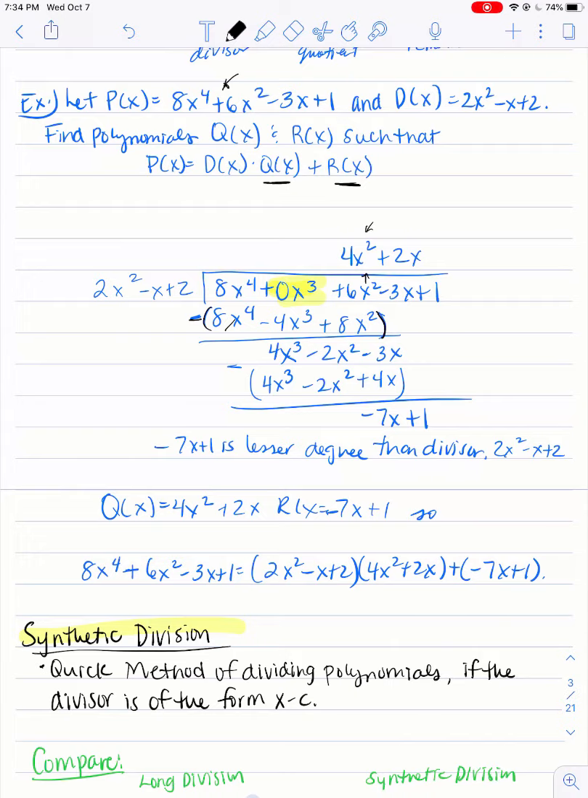And I think 4x cubed divided by 2x squared is 2x. Then I multiply 2x times my divisor. I get 4x cubed minus 2x squared plus 4x.